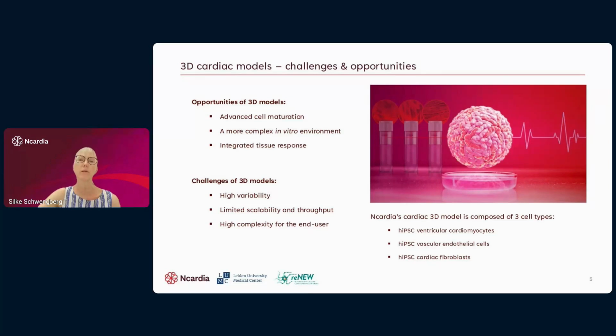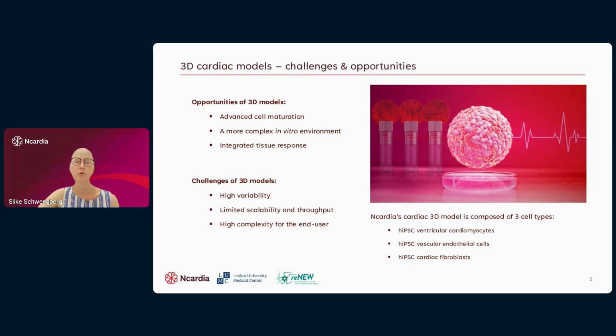And that brings me already to the flip side. The challenges with the 3D models: usually they might show a higher variability compared to a standard 2D model, and many of those are limited in their scalability and throughput options. But they ultimately also come with a higher complexity. If you want to set up such a system, optimizing a 3D model comprising 3 different cell types is a bit more complex than trying to standardize and optimize a 2D assay that only has 1 cell type.